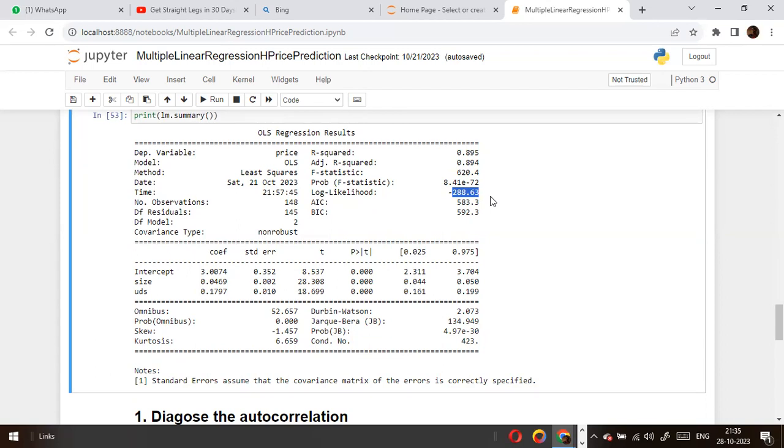So next one is the AIC and BIC. What is AIC and BIC? AIC stands for Akaike information criterion. Only the terms are a little bit difficult to pronounce. Otherwise, it's a very simple concept.